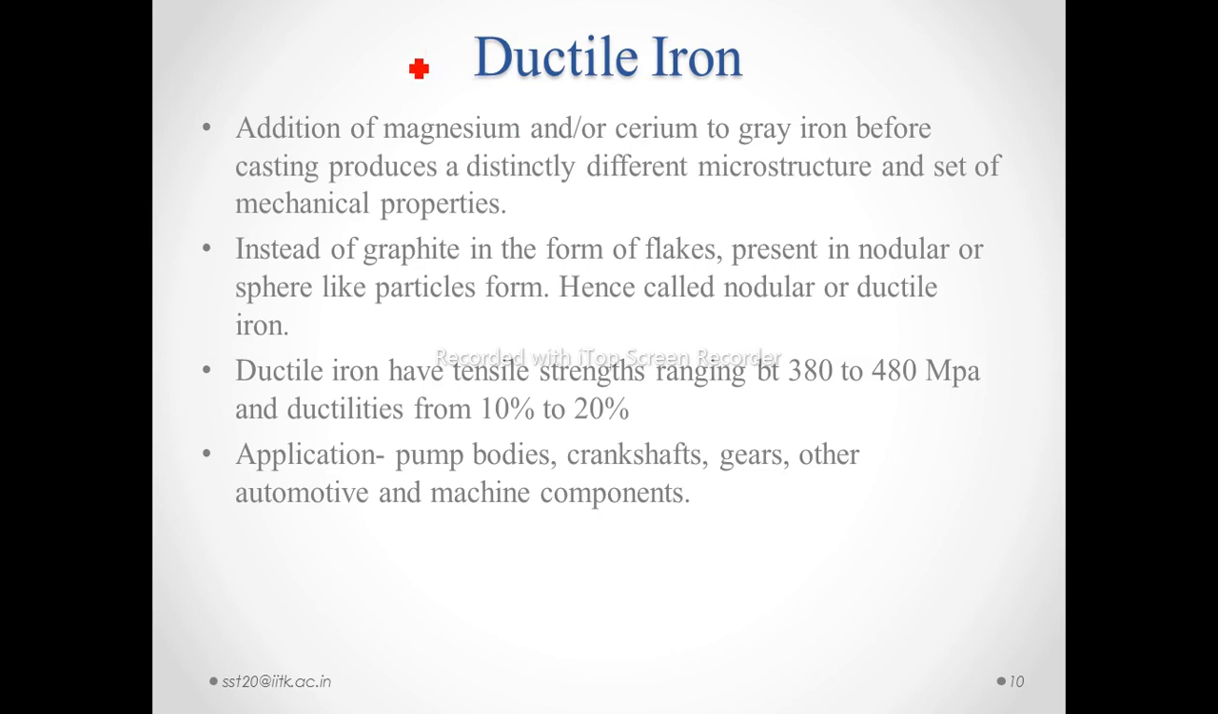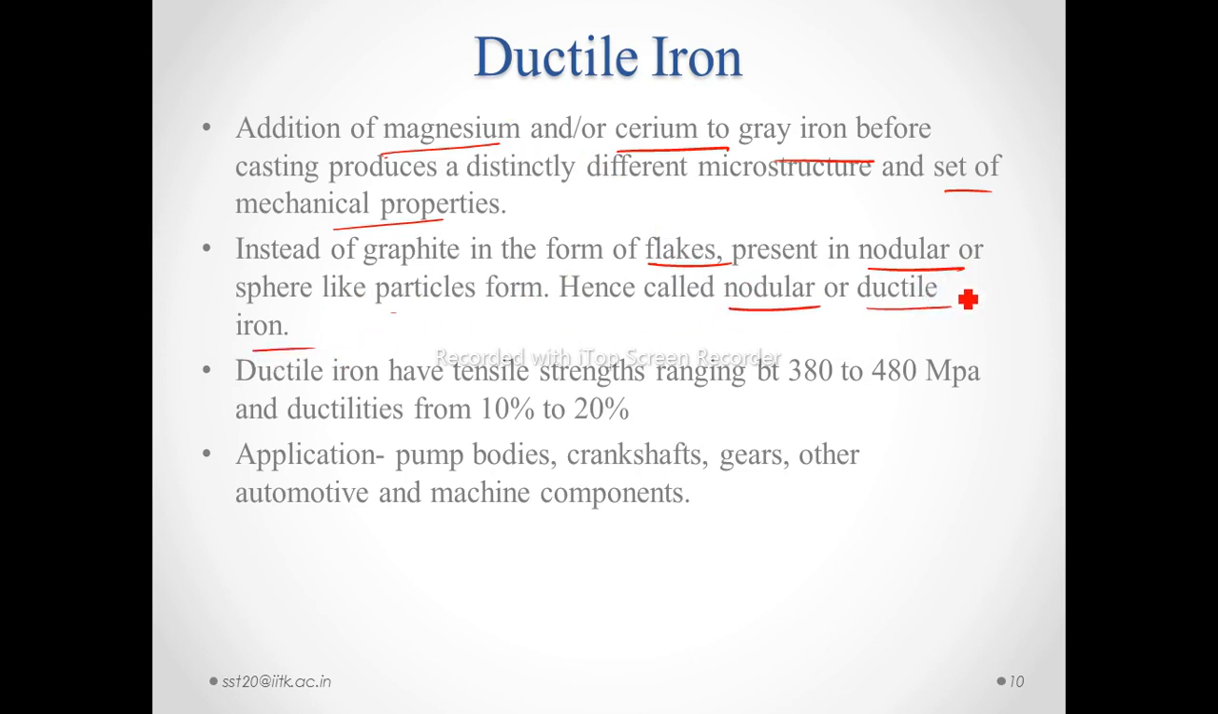Adding magnesium and cerium to the grey cast iron before the casting process will form a different microstructure, which directly affects the mechanical properties, as I said previously. These graphite flakes are converted into nodular or spherical-like particles. Hence, ductile iron is also called nodular iron.